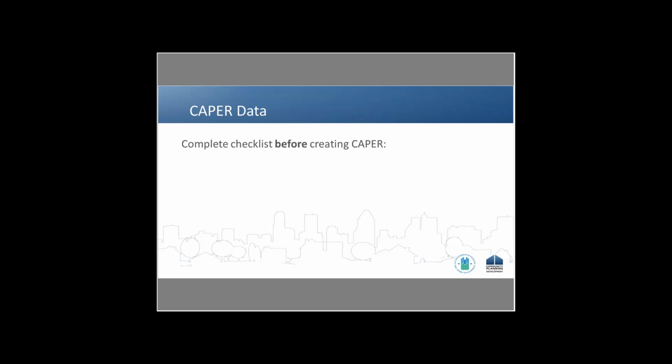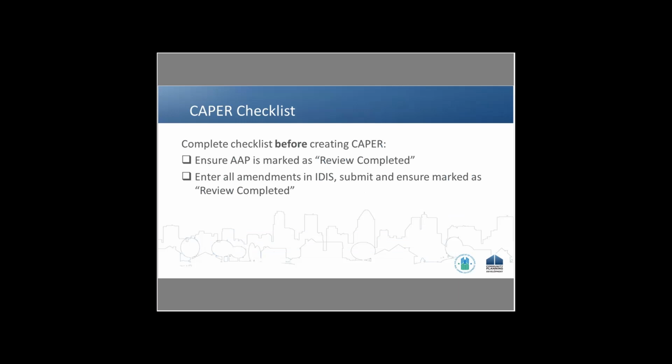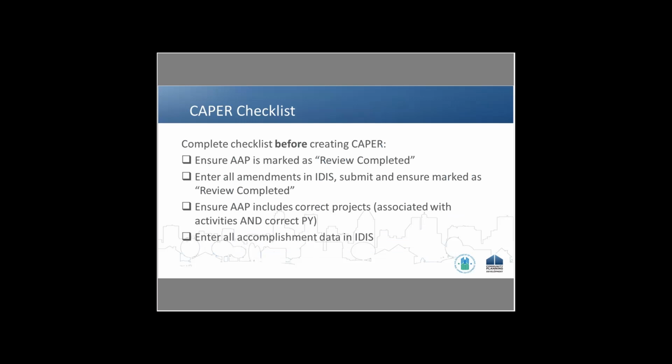Absolutely. So the checklist for you all to have before you create the CAPR: make sure your action plan's review completed, make sure your amendments are submitted and marked as review completed, make sure your action plan is including the correct projects associated with the activities in which you completed your tasks and your work under, and that it has the correct program year, and that all of your accomplishment data has been entered into IDIS. Do these 4 things before you create your CAPR, and all of that data should be populating for you.